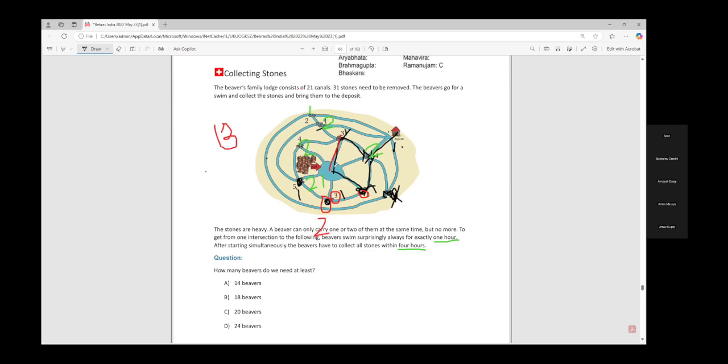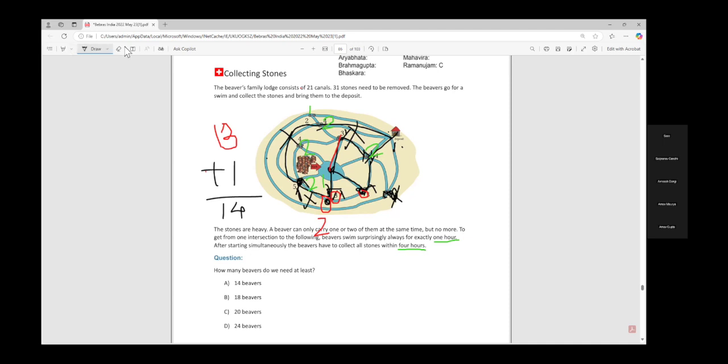And then finally, we have a beaver who goes here. This is the extra beaver, right? This extra beaver goes here, takes this one stone, then goes here, takes this one stone, and then goes around in 4 hours. So that is 1, 2, 3, 4. Perfectly 4 hours. And this is the extra beaver. And in the end, we have 14 beavers.